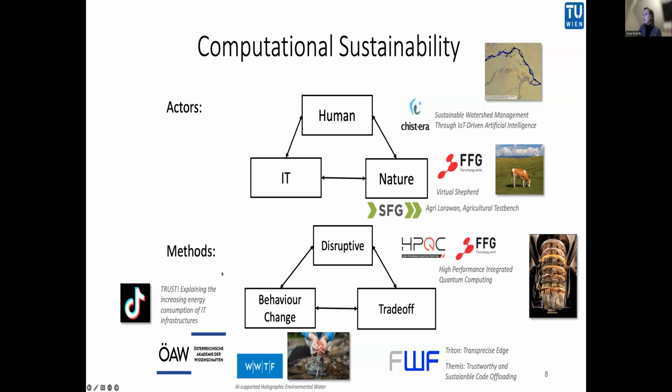The most difficult method, as I told you, is behavior change. So I cannot change the law, I cannot change the policies, but what I can do, I can educate. That's my job. So I'm an educator. And for example, there is also one project with the Austrian Academy of Sciences where we are recording YouTube videos for teenagers and explaining to them the increasing energy consumption of IT infrastructures.